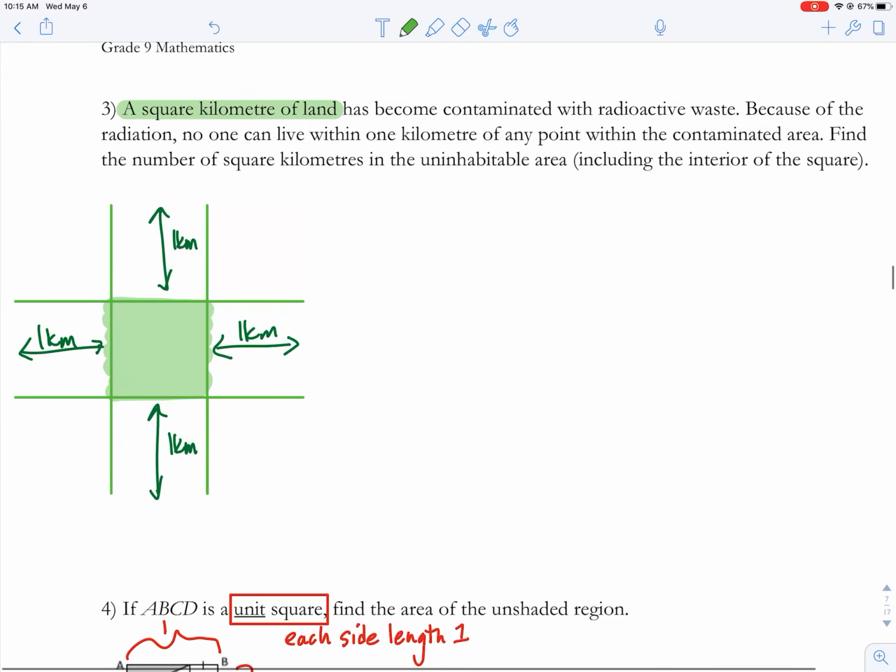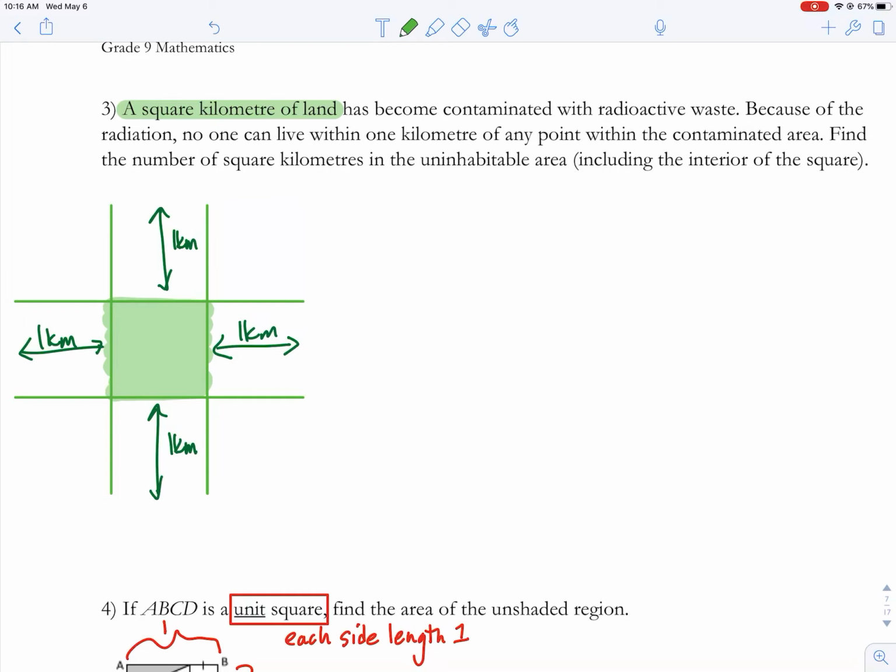Question 3. In question 3, a square kilometer of land has become contaminated with radioactive waste. Because of the radiation, no one can live within 1 kilometer of any point. So I'm going to back it up. It starts off with a square kilometer of land. I've drawn a square kilometer of land and highlighted it green.